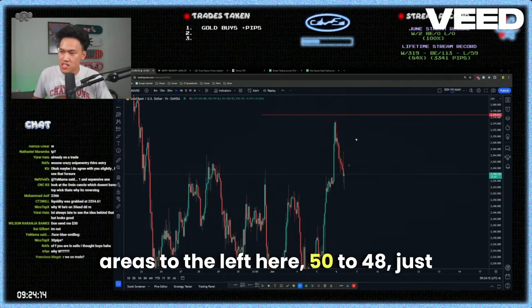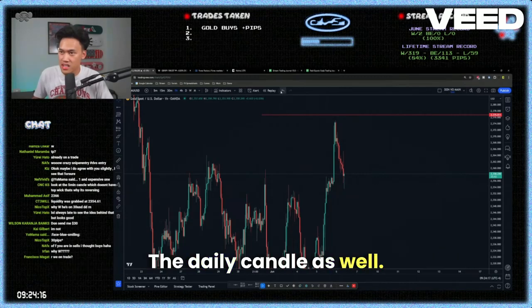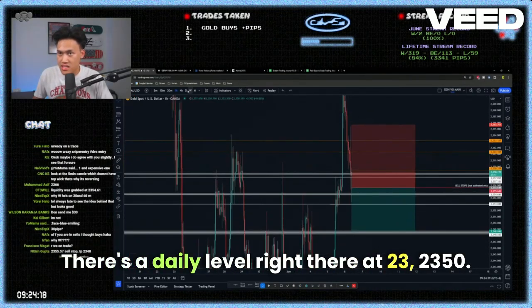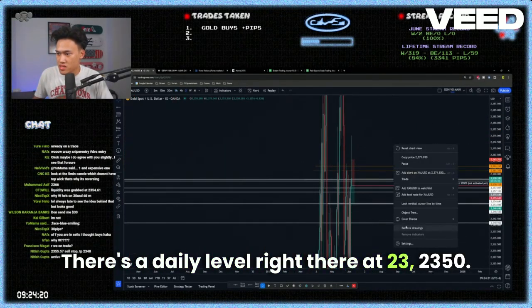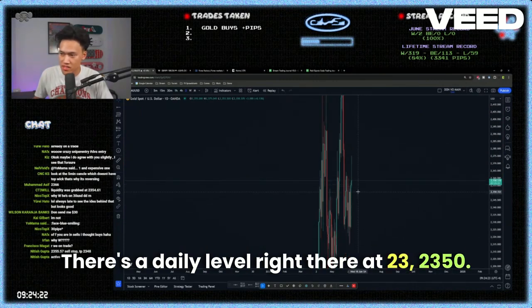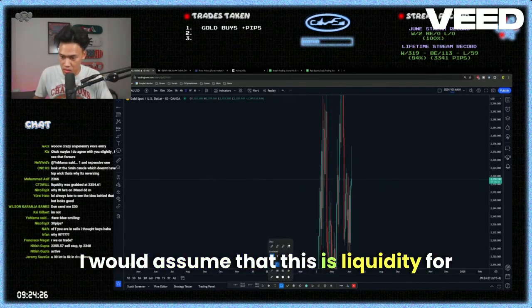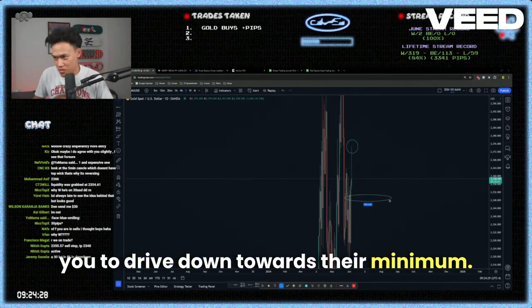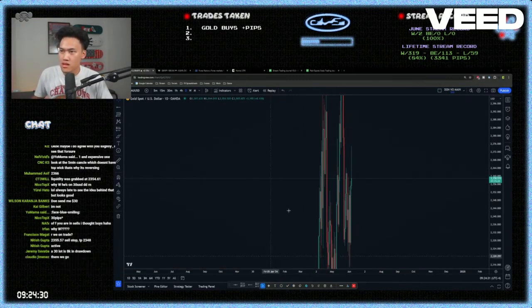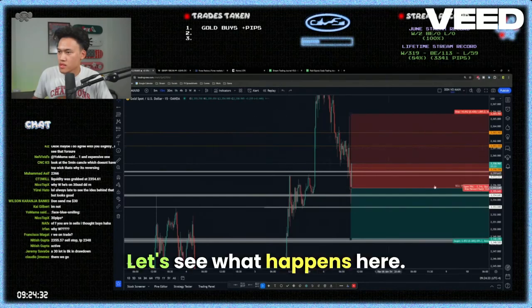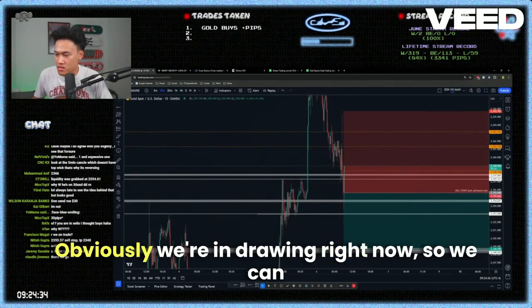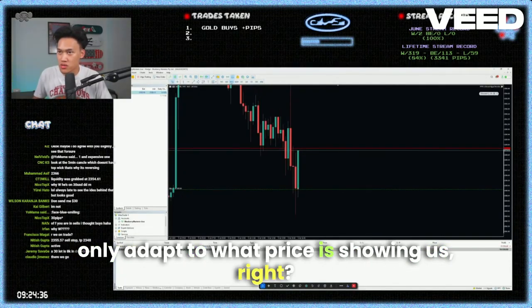50 to 48. Just because that's what the daily shows, right? The daily candle as well. There's a daily level right there at 23.50. And you're very flip bearish after a top wick. So I would assume that this is liquidity for you to drive down towards their minimum. But let's see what happens here, chat. Obviously, we're in drawdown right now, so we can only adapt to what price is showing us, right?